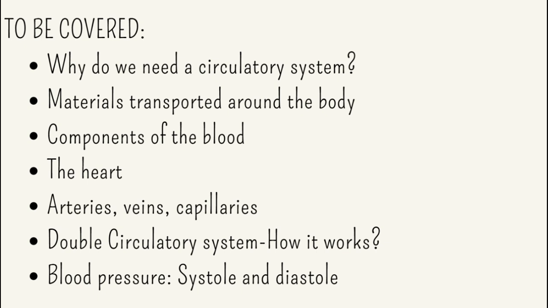And then we're going to discuss exactly how double circulation takes place and why it takes place in our body. In humans we have double circulation, which means that the blood passes through the heart twice. So obviously deoxygenated blood, and then oxygenated blood, right? And then we're going to look at blood pressure, meaning systole and diastole. So that's basically the plan for the things that we are going to get into.